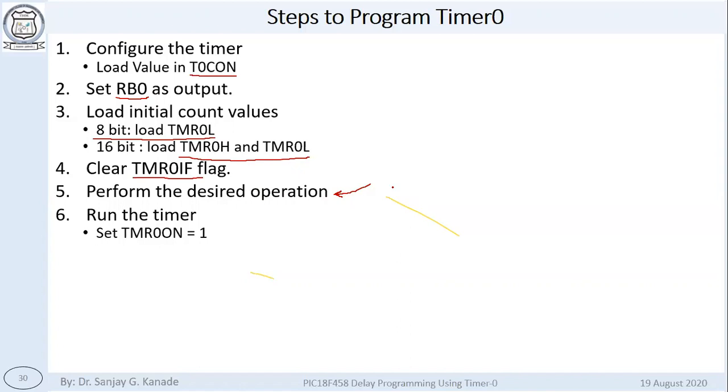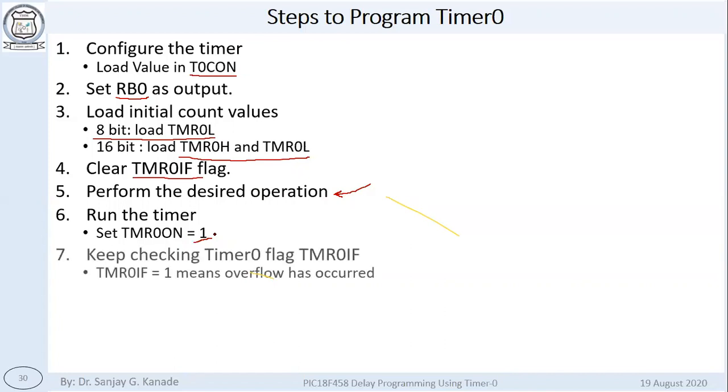Then we will run the timer by setting the TMR0ON bit as 1. This bit is again in the T0CON register. We just have to make it 1. When we make it 1, the timer starts its timing. Then we will keep on checking the timer 0 flag, TMR0IF, which we have made 0 earlier.